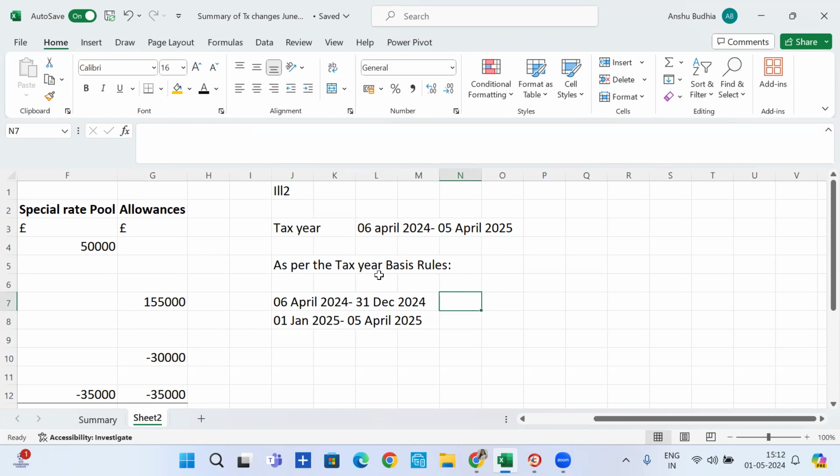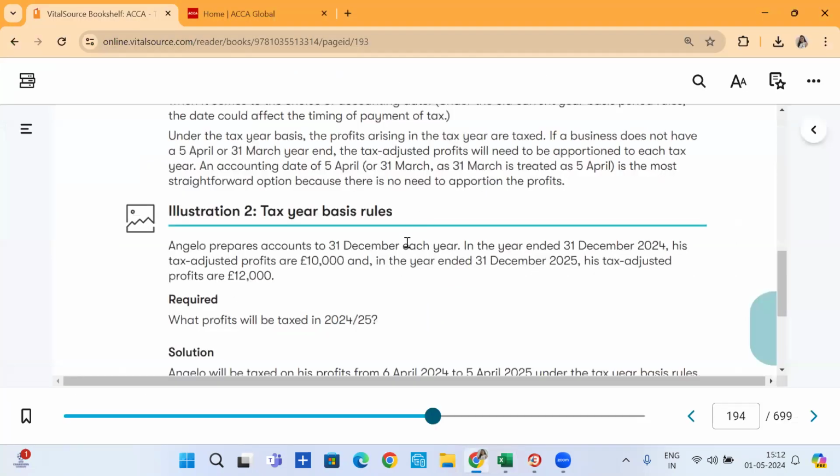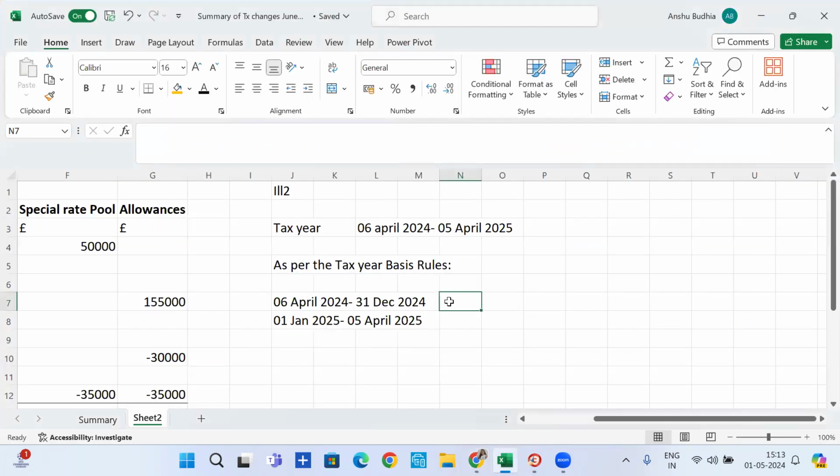Okay. Now, why are we doing it? I hope I'm clear, because this year is not coinciding with the tax year. And now the new rule says we are only going to tax profits for the tax year. So I need to take profits for this tax year. So I will pro rata apportion it. Now, the whole year profit is 10,000. And this period is how many months? April to December, 9 months. And this period is for 3 months.